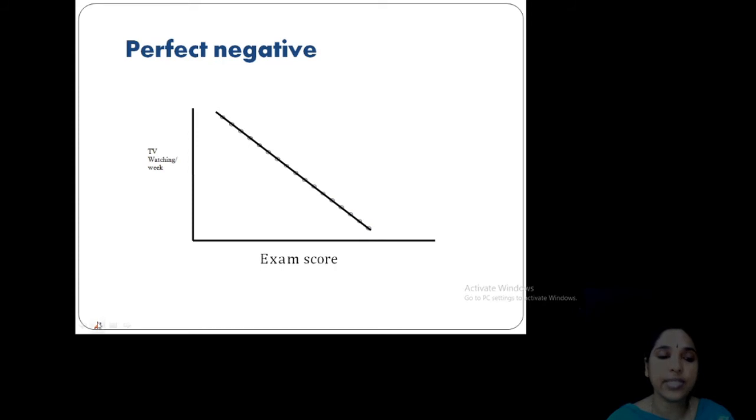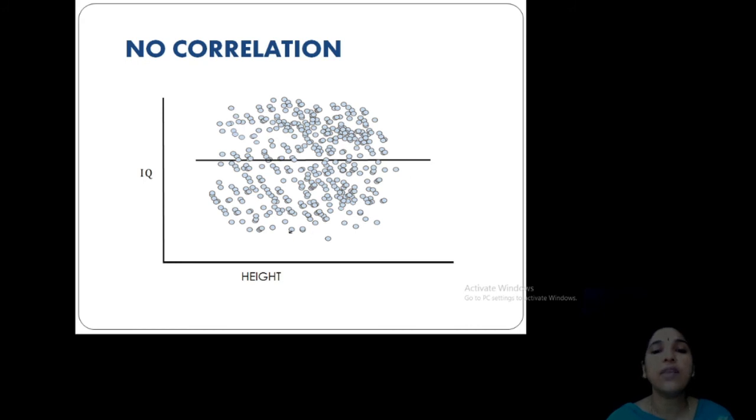I will draw a perfect positive to show you how it is. See, a perfect positive will be like this. I told you perfect positive goes from here, so these are the dots, this one, this one, this one. This is perfect positive and this is perfect negative, all dots on the same line. Then if it is like this, what is it? No correlation. Scattered. Okay. See, perfect positive and perfect negative.